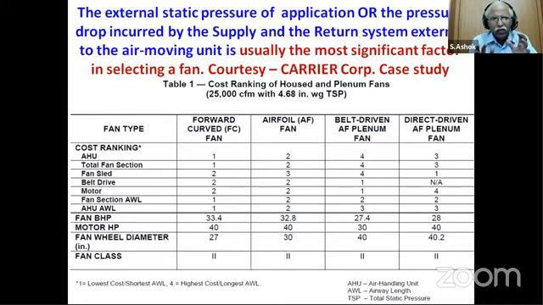Ultimately, what we are interested in is the external static pressure of the application, the pressure drop that is happening from the supply to return. This is a critical and significant factor deciding fan sizing or fan selection also. Having gone for the fan selection, whatever drop is recommended and achievable, that is the right size of fan we are selecting here.